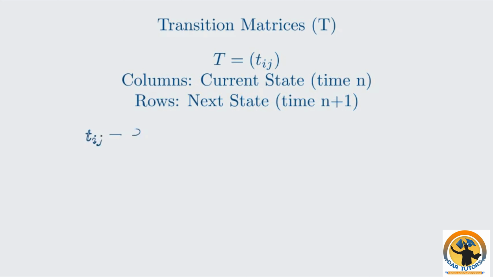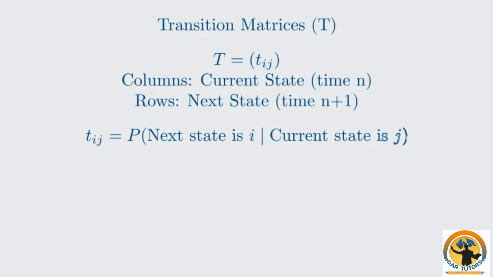Second, the element Tij in the matrix is the probability of moving from state j to state i. It's crucial to get this order right. The column tells you where you're starting, and the row tells you where you're going. Third, because the system must transition to one of the states, the sum of the probabilities in each column must equal 1.